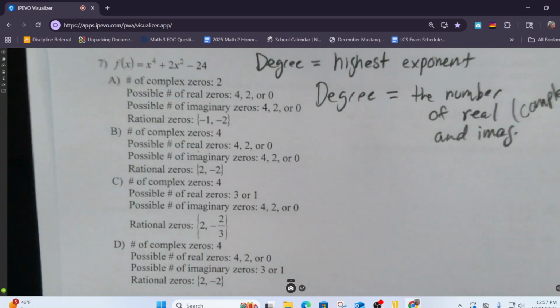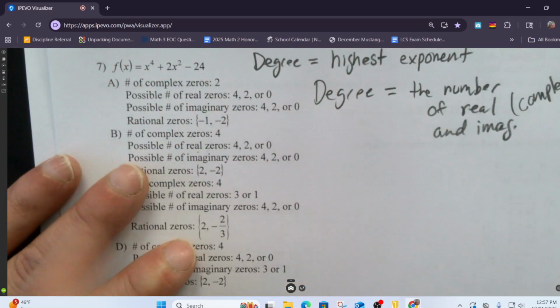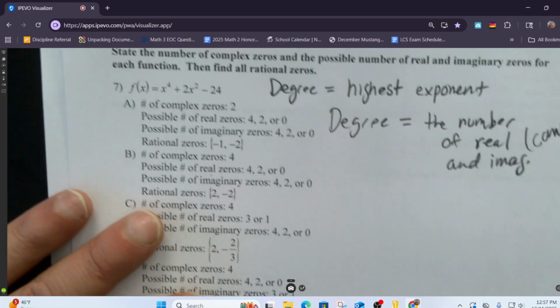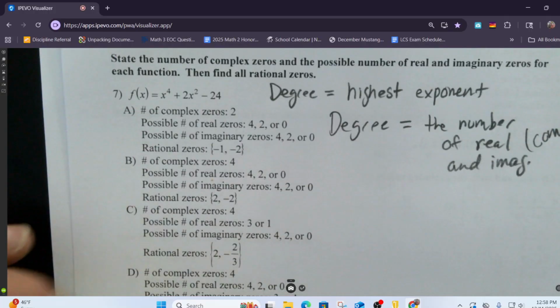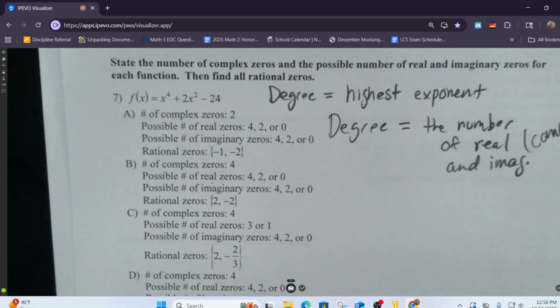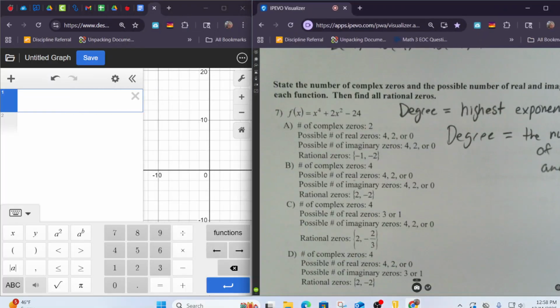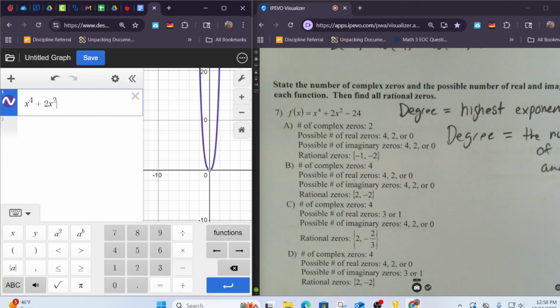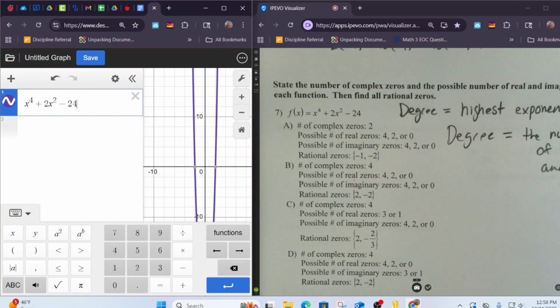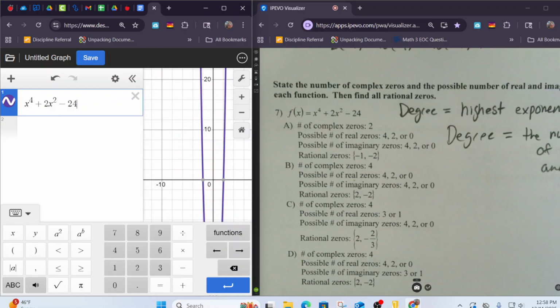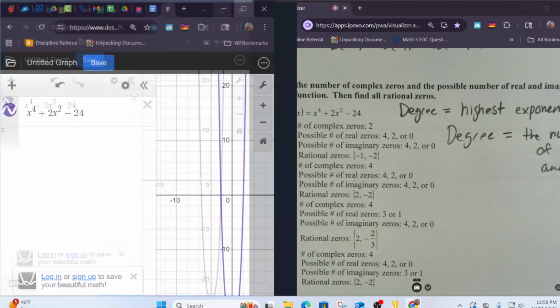Now, what degree polynomial is this? Number 7. It's the 4th degree, right? So this thing has 4 complex zeros. All right, now, make sure you're paying attention here because this right here is going to be something that's going to be asked. You're going to plug this thing in. It may be asked a little different. If I plug that in, how many real zeros does this polynomial have?